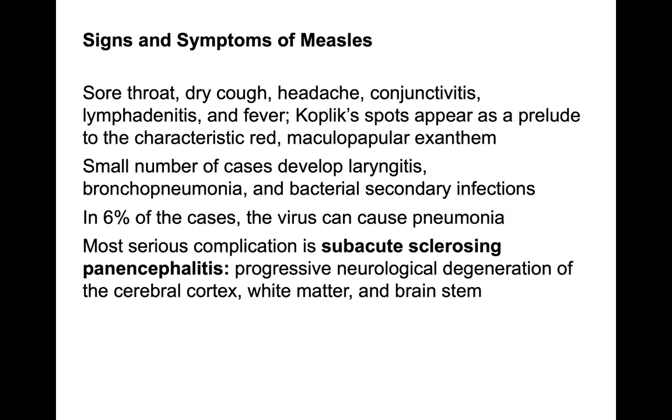The signs and symptoms of measles: you can have a sore throat, dry cough, headache, conjunctivitis, inflammation of the lymph nodes, and fever. Koplik spots appear as a prelude to the characteristic red macular papular rash. A small number of cases develop laryngitis or bronchopneumonia. In 6% of the cases, the virus can cause pneumonia. The most serious complication is what we call subacute sclerosing panencephalitis, which leads to neurological degeneration of the cortex, white matter, and brainstem, and can most likely lead to death.